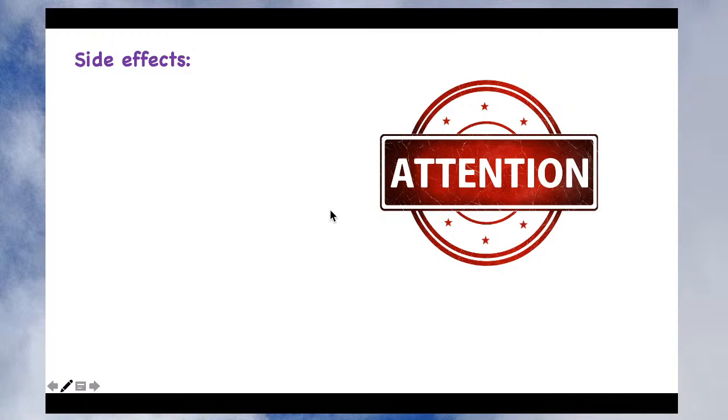Let's see what the side effects are. Although it is very useful, apomorphine has a very important side effect, which is CNS depression. It depends on the dose. At a therapeutic dose, it may not produce CNS depression. At a therapeutic dose, it may produce initial excitation of the CNS, but when you give an overdose, initially there is excitation of the CNS, followed by depression.